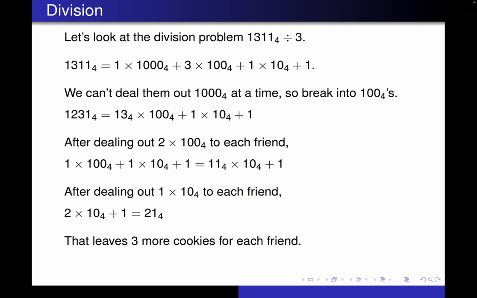If we add up all the ones that each friend gets, they got 2 100s at the beginning. Then they got 1 10 in the second stage. And then they got 3 units in the third stage. We put that all together. We get 213 base 4.